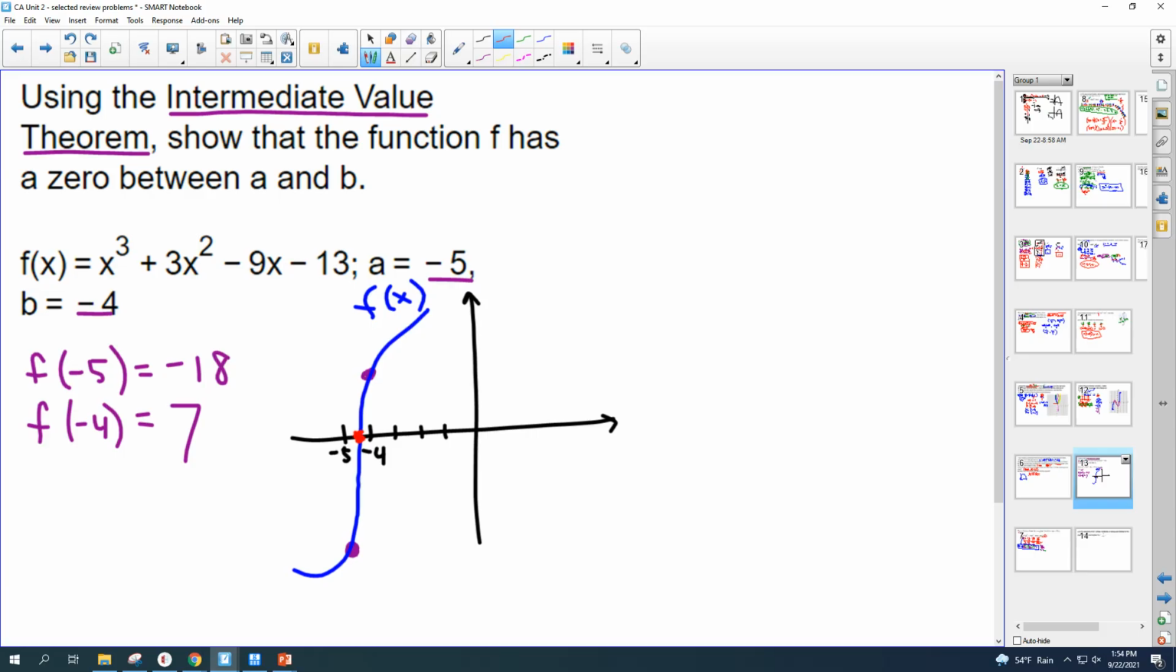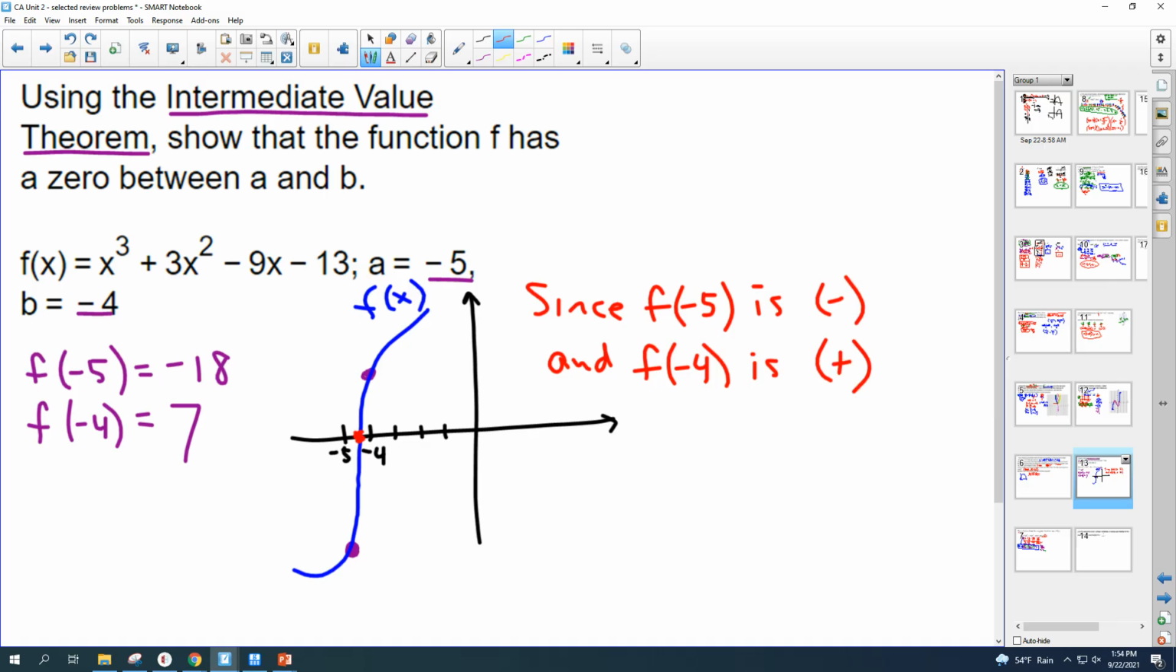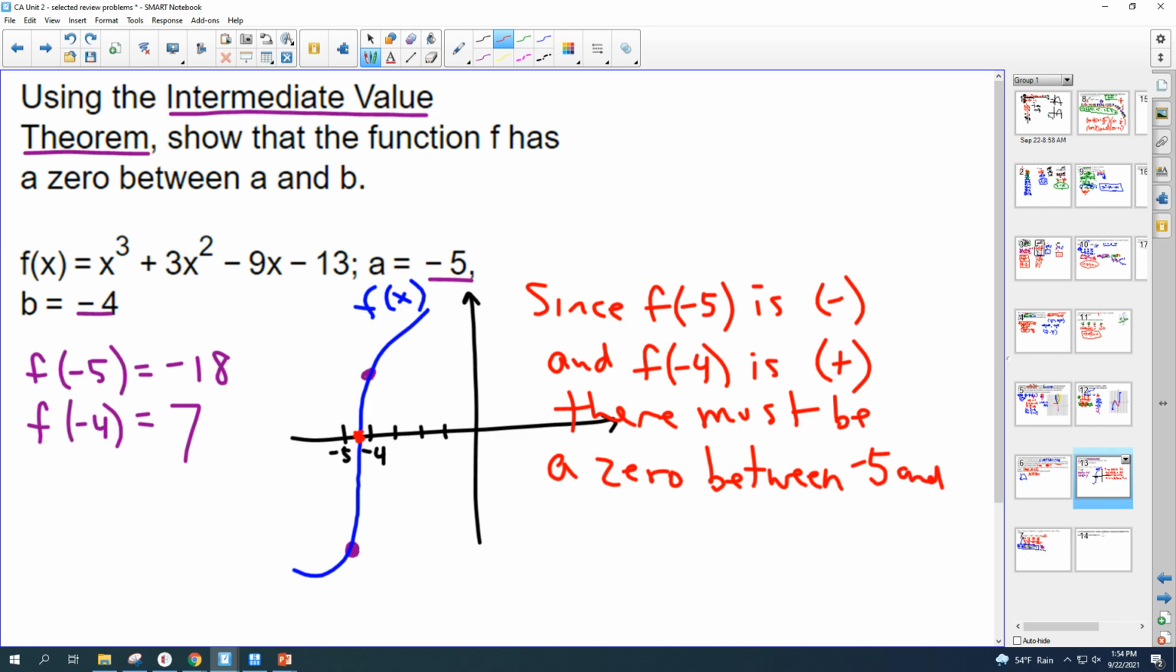Okay? So it's something like, since f of -5 is negative and f of -4 is positive, there must be a 0 between -5 and -4. Intermediate value theorem.